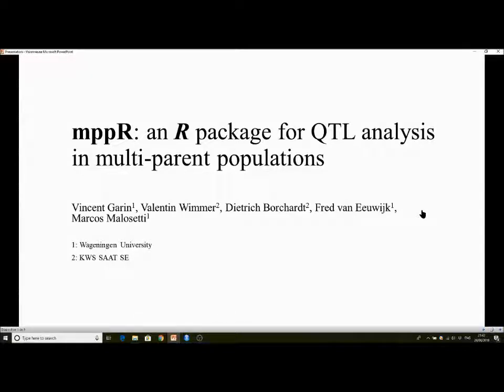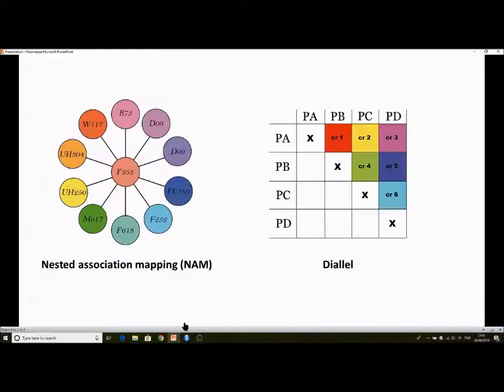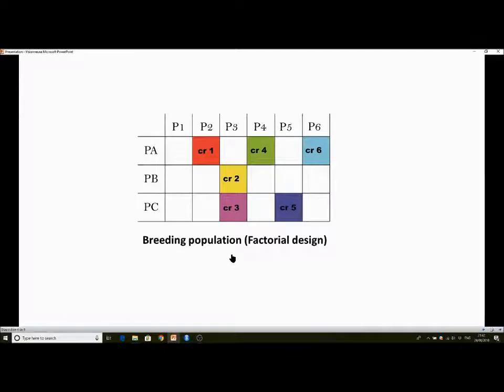In this video, I would like to present you mppR, an R package for QTL analysis in multi-parent population diploid organism. mppR can be downloaded from CRAN. mppR is dedicated to the analysis of population composed of cross or family like nested association mapping, diallel, or breeding population, which are a collection of cross between a set of parents.